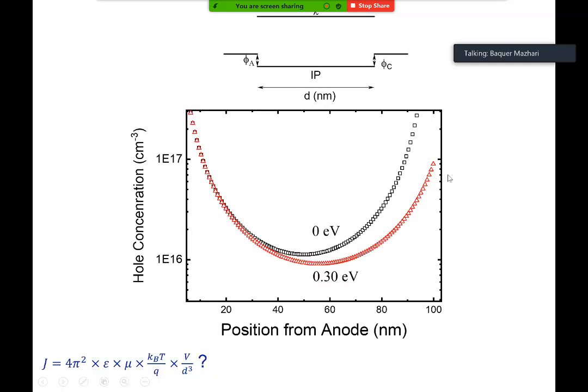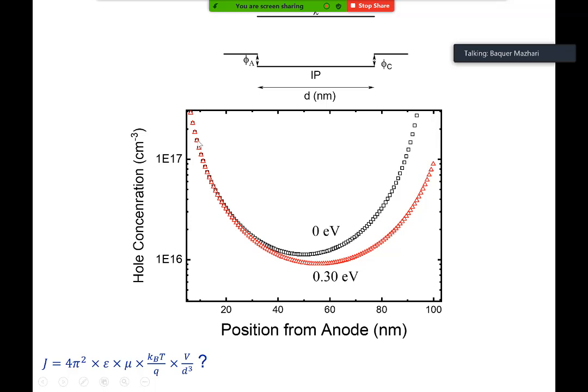So let me show you a device which has reasonable injection from both sides, but there's a bit of asymmetry. The injection barrier height for holes here is taken as 0, but the injection barrier height from the other side is taken as 0.3 eV. So here is the hole density graph when the injection barrier height from both sides is 0. And this is when the injection barrier height from the cathode side is a little bit higher, which is 0.3.